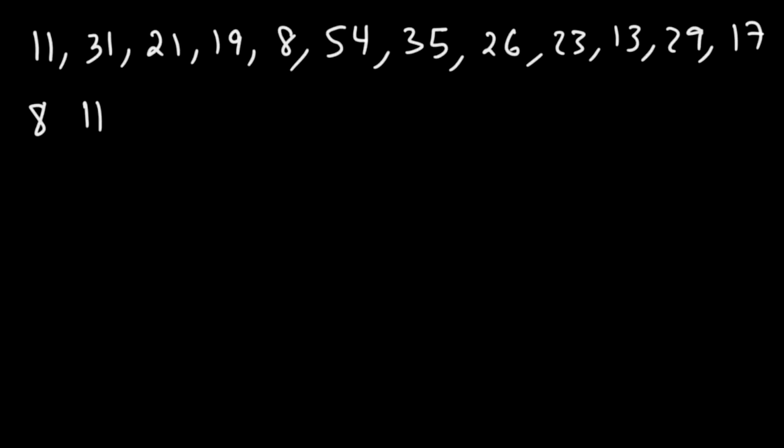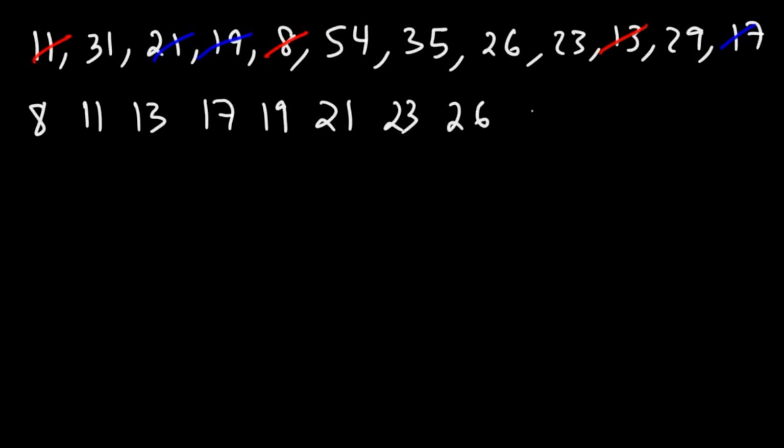Let's begin by writing the numbers in increasing order. We have 8, 11, and 13. After 13 we have 17, 19, and 21. And then after that we have 23, 26, and 29. And then the last 3 numbers are 31, 35, and 54. So we have a total of 12 numbers.